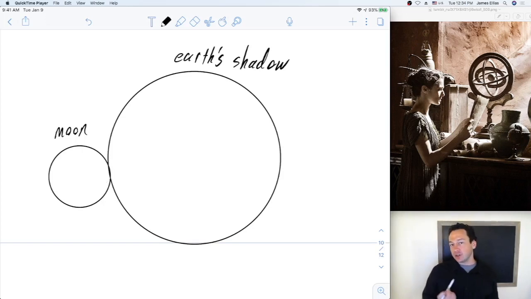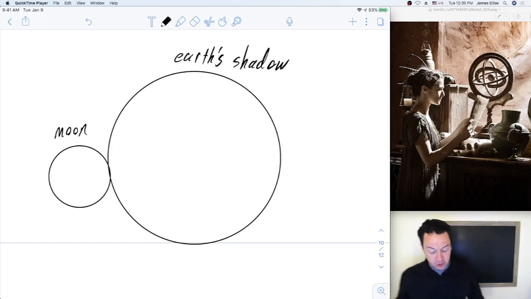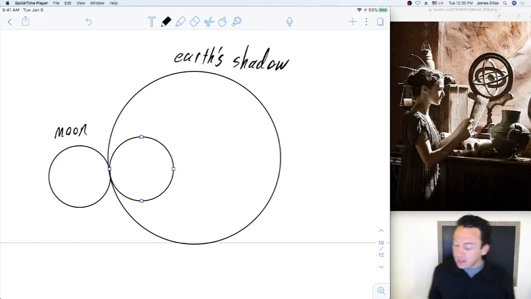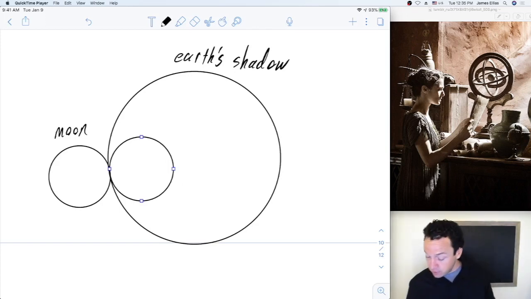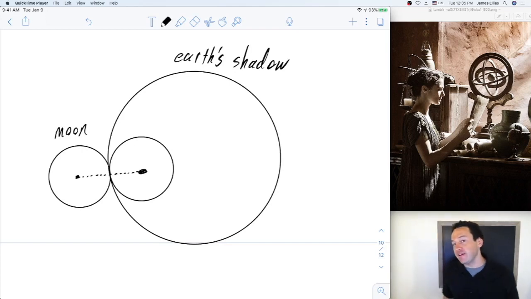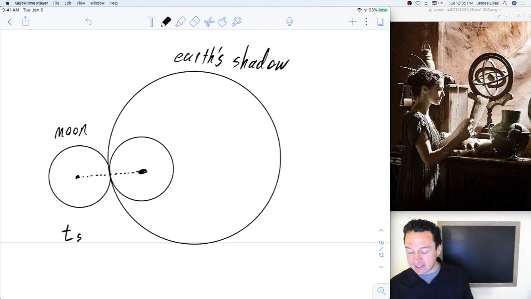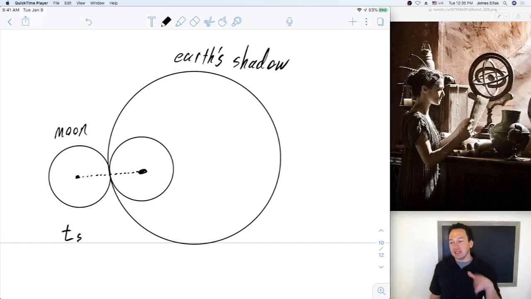What he does is he starts a timer, and he figures out how much time it takes for the moon to go from here to here, to be completely enveloped in shadow. Maybe he'll call that TS, all right? And let's just say for the sake of argument that it's an hour. It is about an hour, but it's not going to be exactly that.